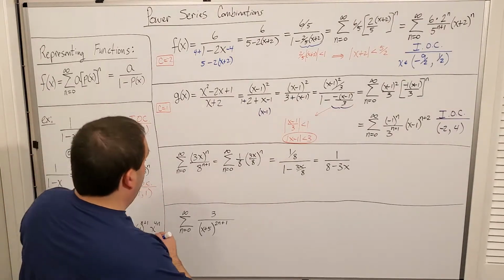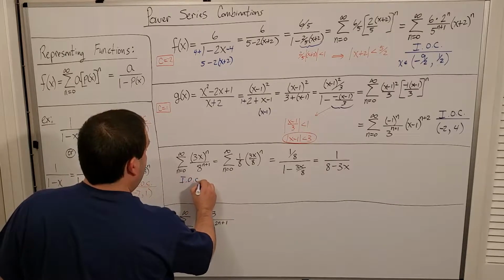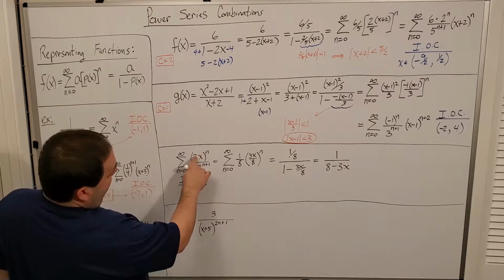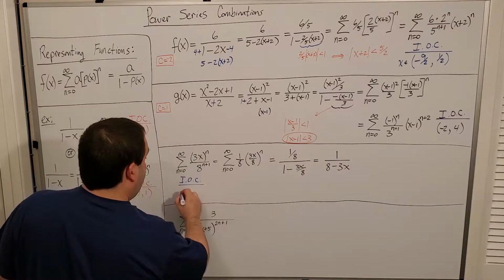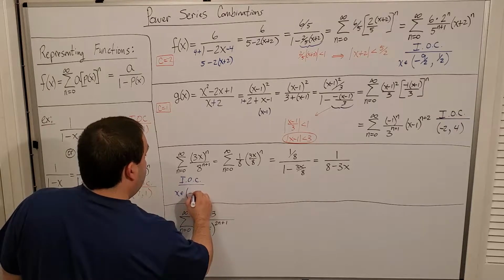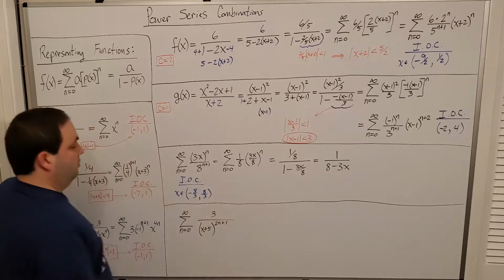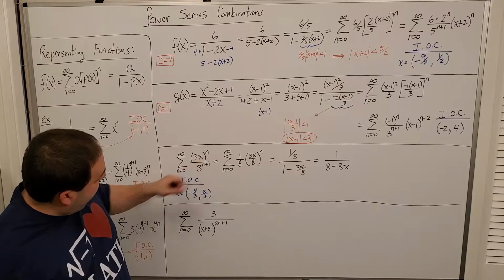The interval of convergence here, by the way, 3x over 8 has to be less than 1 in absolute value. So that means that x has to be between negative 8/3 and positive 8/3. Right? My center is 0.